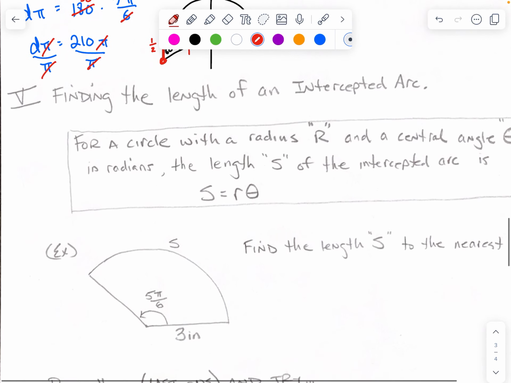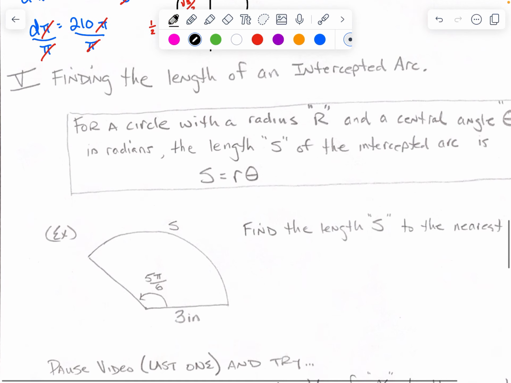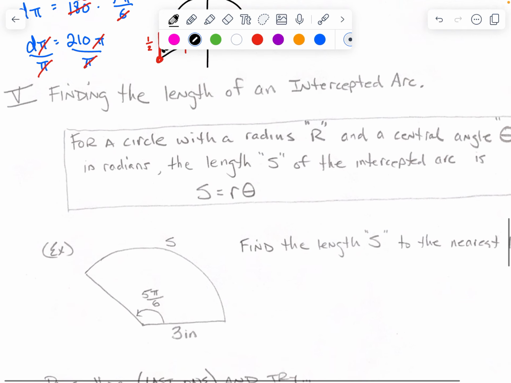Now, the last piece is arguably the easiest one to work with. It is the last item for the day, finding the length of an intercepted arc. Remember, this is considered your central angle, and this length, not a radian or a degree, just the length, that last length is going to be considered your intercepted arc. So let's go ahead and take a look at these two things. There is a very simple formula. It's simply S equals, you might say RO, it's not really that, it's S equals R theta. S stands for the intercepted arc.